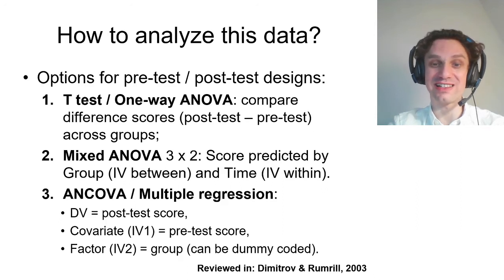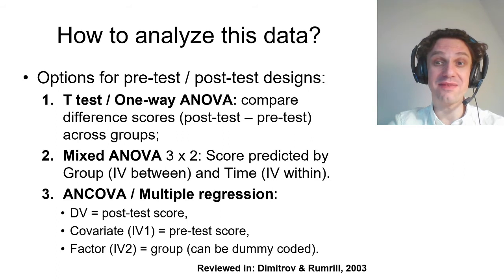Unfortunately, it has some drawbacks. They are reviewed in this paper by Dimitri van Rumriel, which you can easily find, so I will not discuss those details. The second approach, which is also commonly used, is called mixed ANOVA, when you model group as a between-group variable and time as a within-group variable. And the third approach, which is a little bit tricky, is ANCOVA or the regression approach, where you model post-test as your dependent variable, and as a covariate or predictor, you use your pre-test score and group.